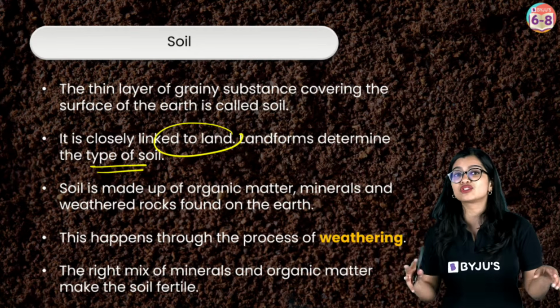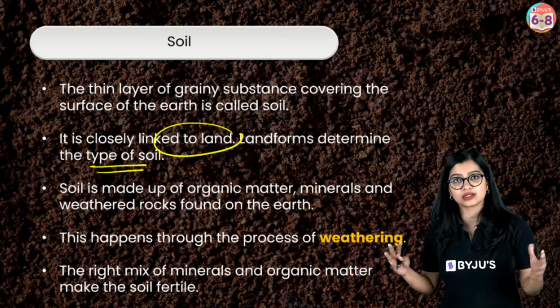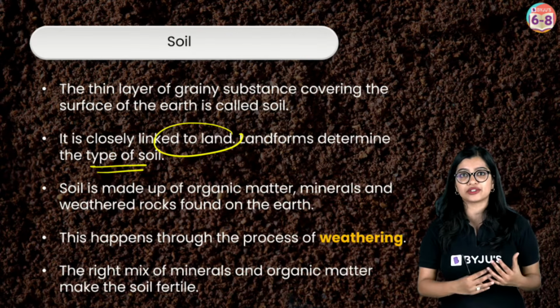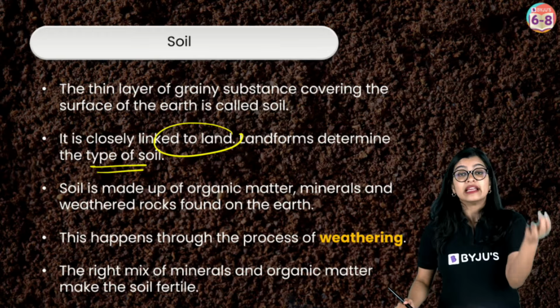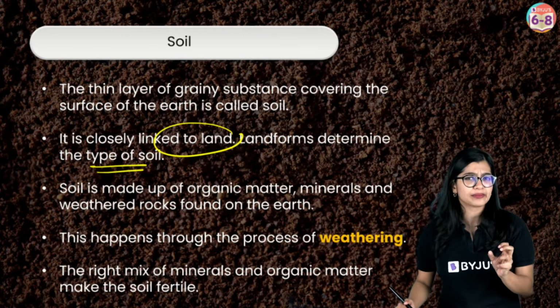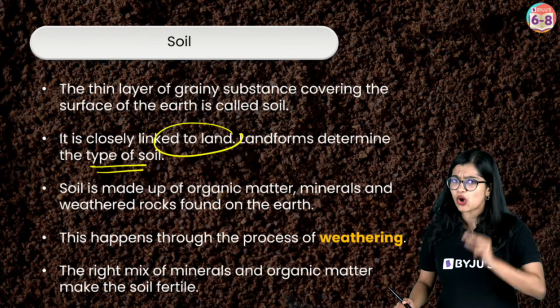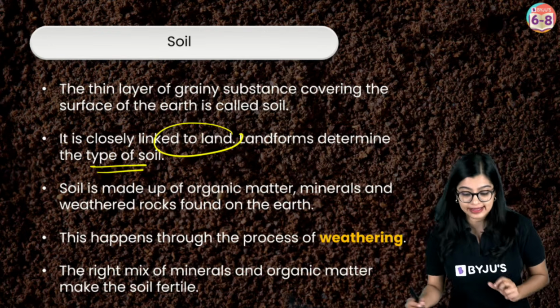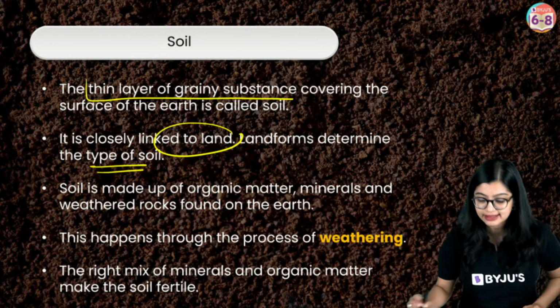So understand that soil is not the same all across the world. We see that within India itself, different parts of our country have different types of soil. Their characteristics are also different. We will learn more about types of soil later on, but for now, what I need you to have is a basic understanding that it is a thin layer of grainy substance.